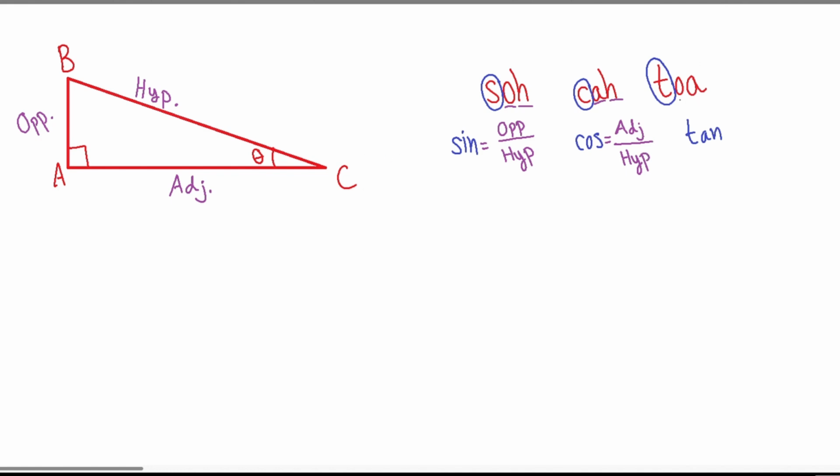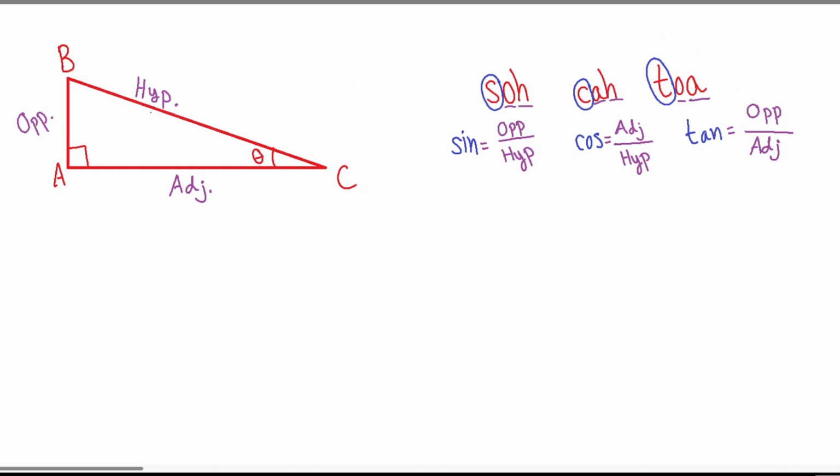For the tangent, we have an O and an A. Here, the O would be the opposite side, AB, and the A would be the adjacent side, AC. So the tangent would be the opposite over the adjacent.